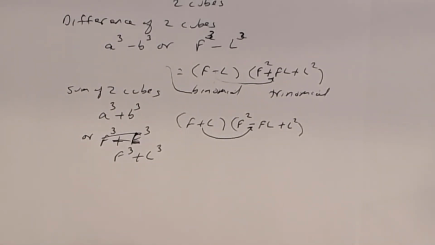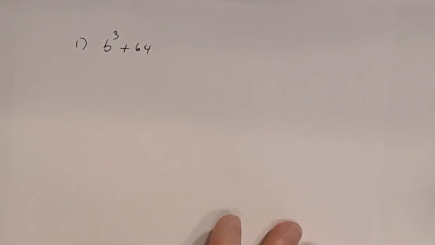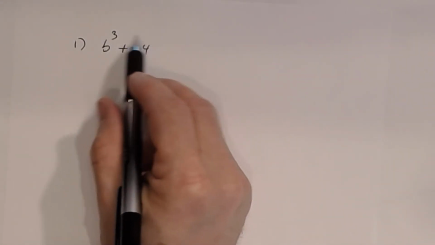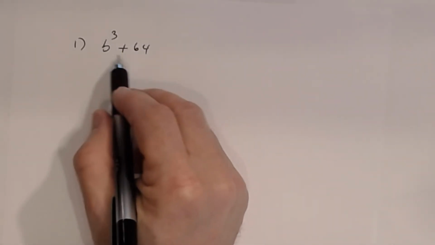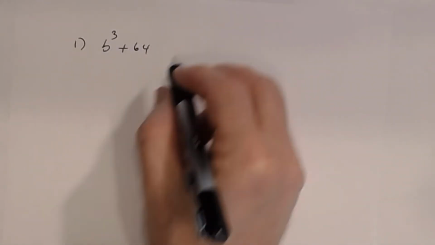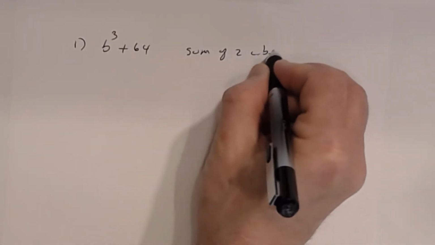All right, so number one, let's suppose we had this. We have b cubed plus 64. So I have two terms. The GCF, and we're always looking for the GCF. The GCF here is 1. There's a plus sign in the middle. But I want you to notice that this is a cubed. So ask yourself, is this the sum of two cubes?